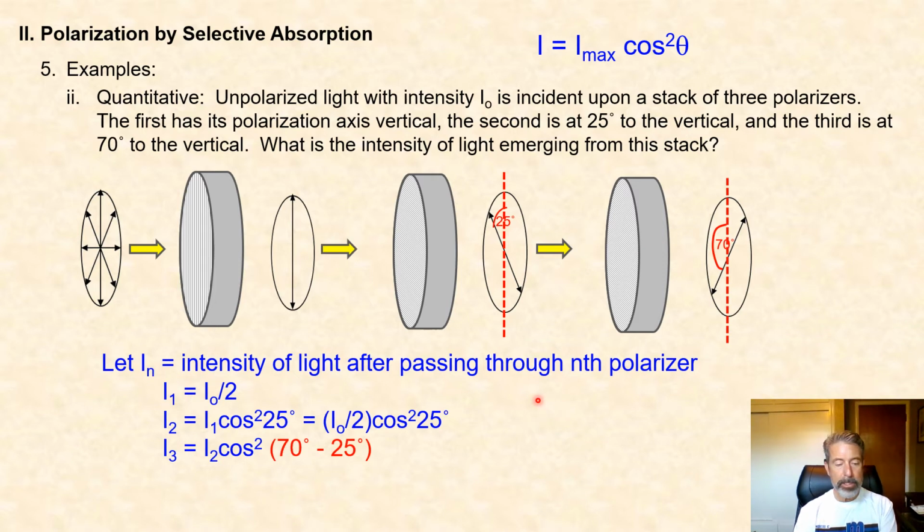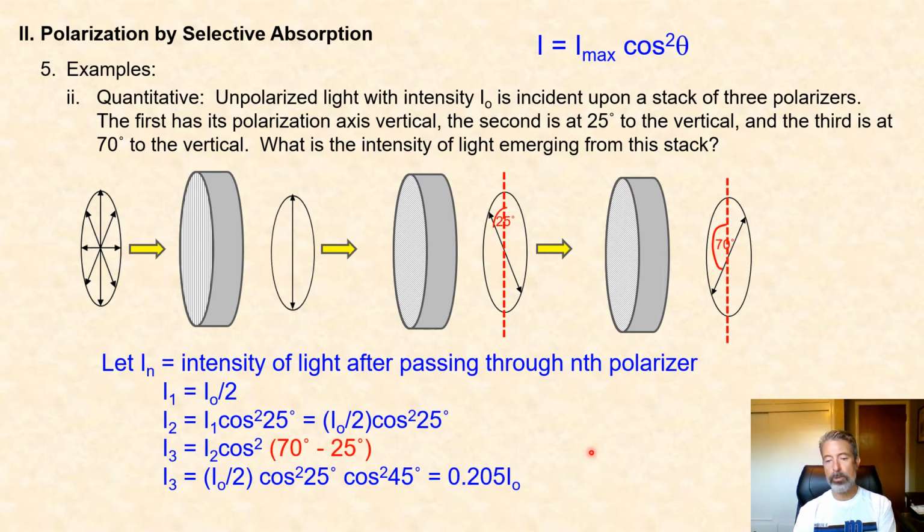So when we plug this in here, we find out that I3 then is equal to I2, which we said is I naught over 2, times cos squared 25 times cosine squared of 45 degrees, which when we do the number crunching has a value of about 0.2 times the initial intensity given in the problem, I naught.